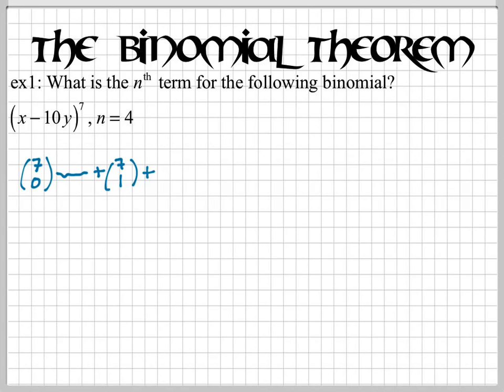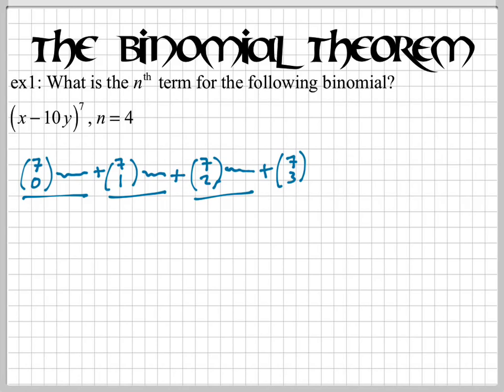And then the third term, whoops, I forgot to put my stuff right there, plus, what is this, the third term? 7 choose what? 7 choose 2. And then some stuff right there. Plus, okay, finally, we're at the 4th term. This was our first term, our second term, our third term, and for the 4th term, it's 7 choose 3.